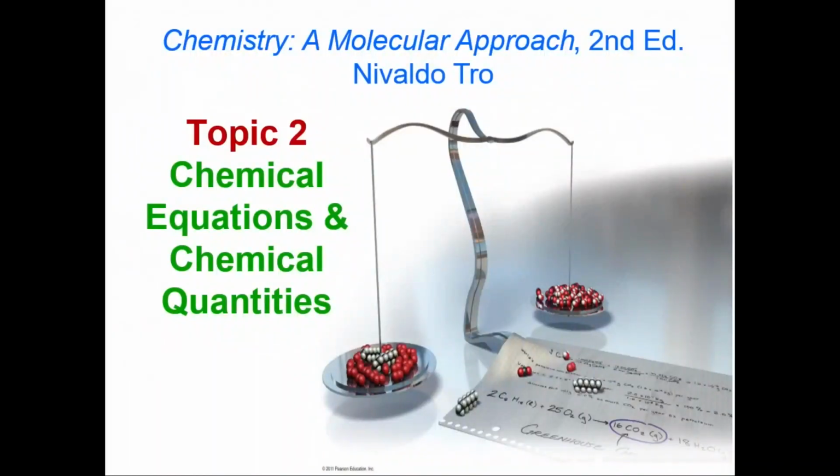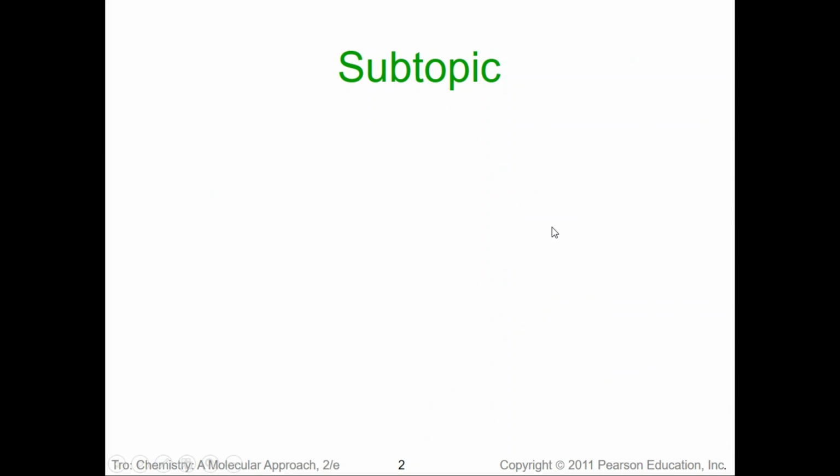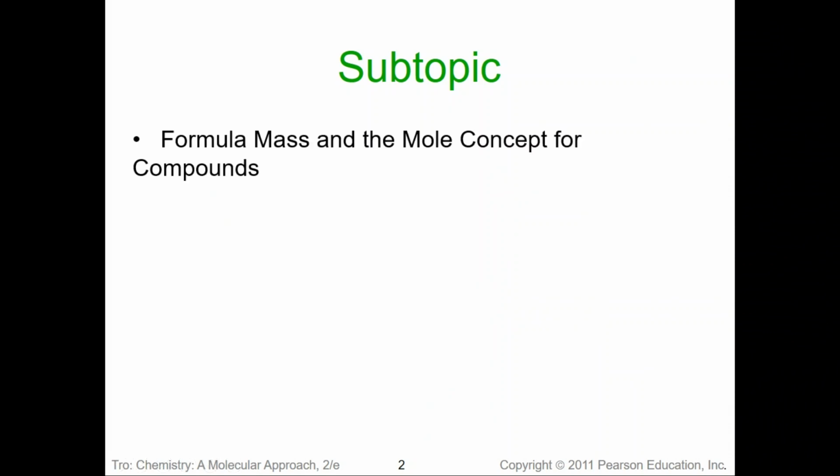So this is about topic 2, chemical equations and chemical quantities. Topic 2 is majorly about calculations. The first subtopic that will be covered is formula mass and the mole concept for compounds. In this first Panopto video, for chapter 2, we just focus on the first subtopic.